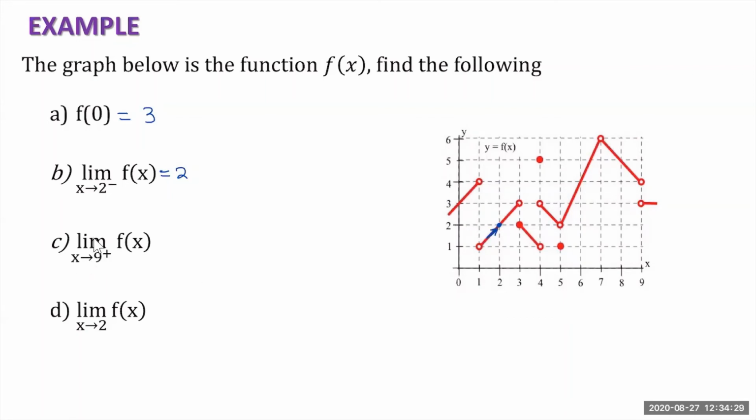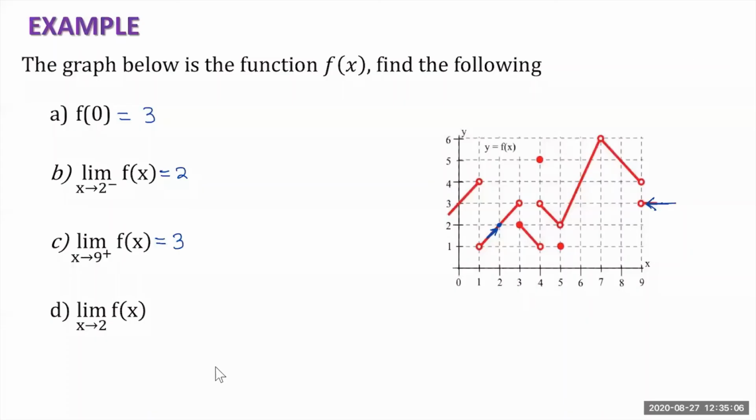Next, here we have the limit as x approaches 9 from the right. So here is 9, this is x equal to 9. When you approach x equal to 9 from the right, the function is coming like that from the right hand side, and it gets closer and closer to a value of 3. So this value must be 3. This is equal to 3.